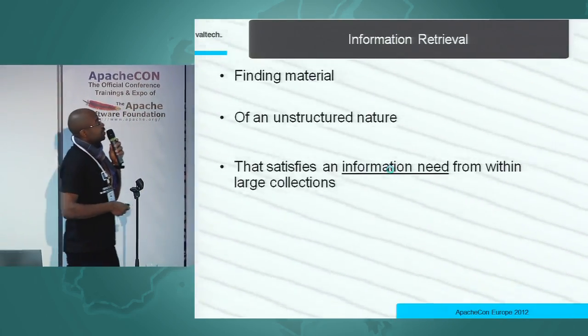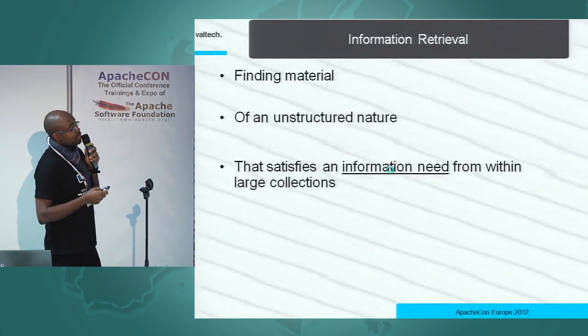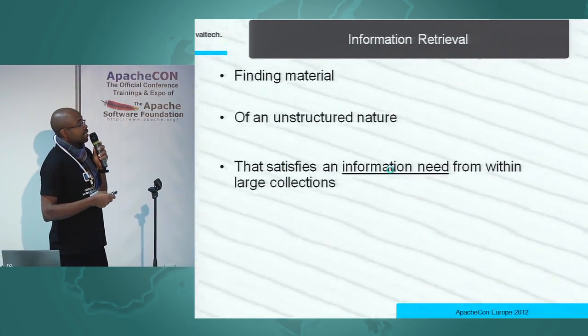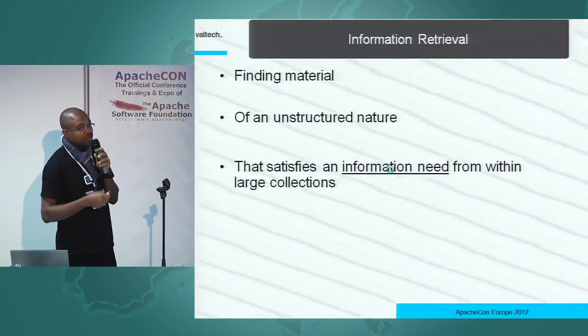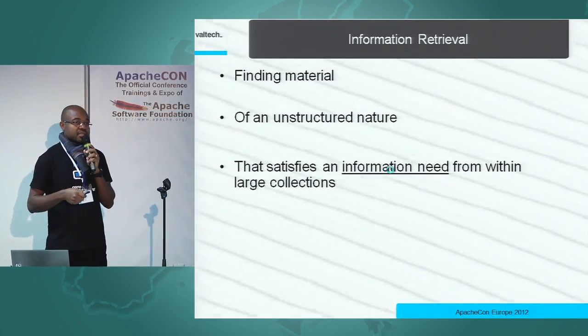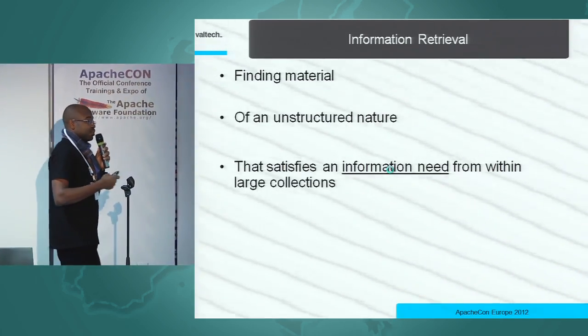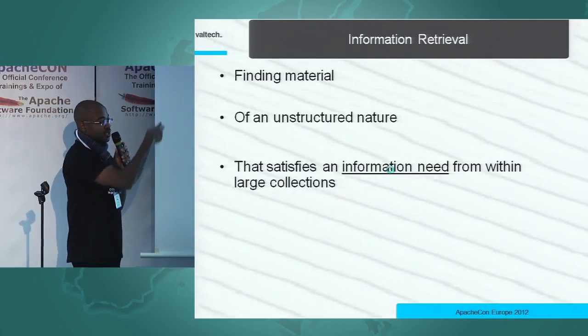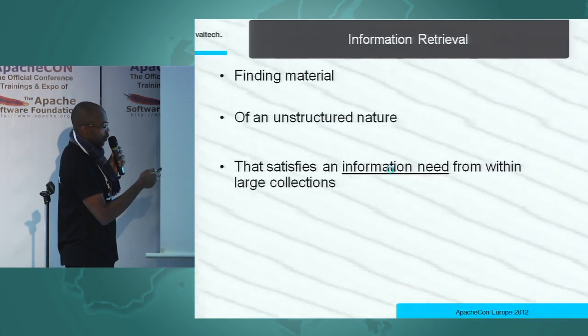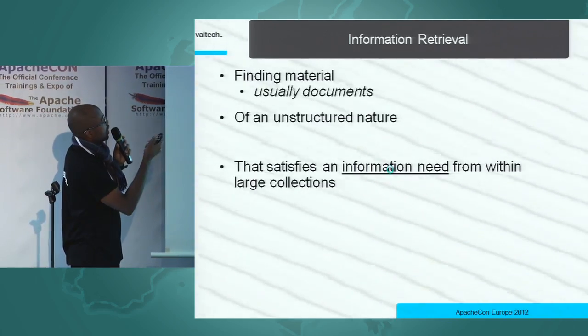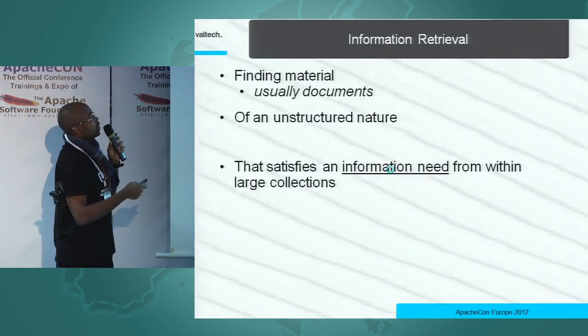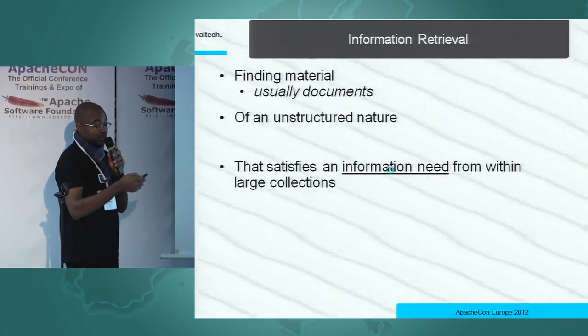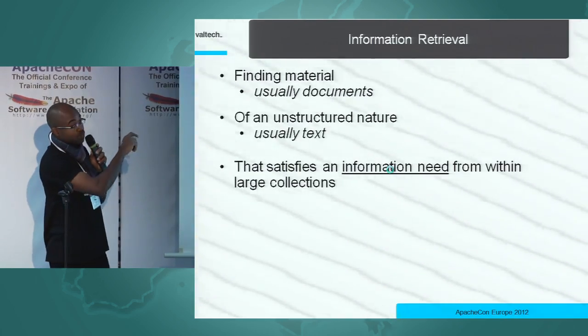So it is defined as finding material of an unstructured nature that satisfies an information need from within large collections. That definition is very precise, and many people in IR research consider this the well-defined expression for that. And the materials are usually documents, and they are usually text.